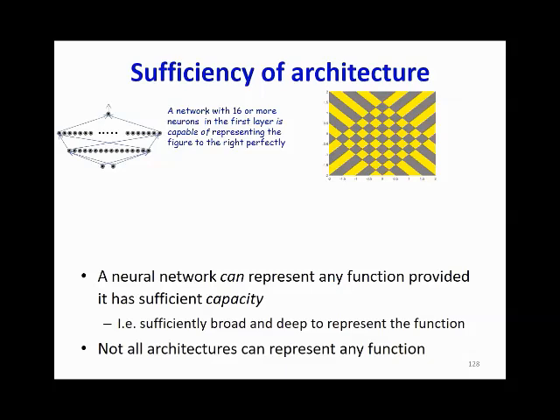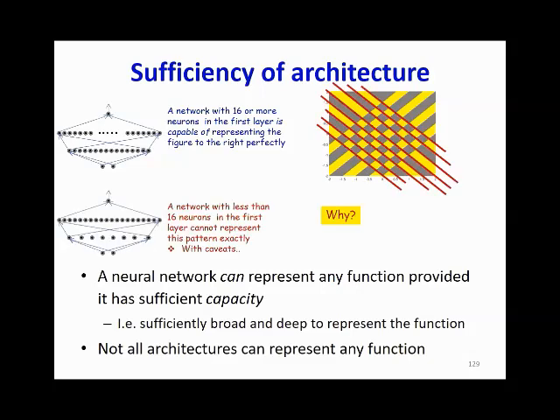And the perceptrons have threshold activations. Keep this in mind, threshold activations. Now this pattern is composed using 16 lines. So a network with 16 or more neurons in the first layer is capable of representing this decision pattern perfectly. But then, if the network has less than 16 neurons in the first layer, say only 8 neurons, it cannot represent this pattern exactly. Why?